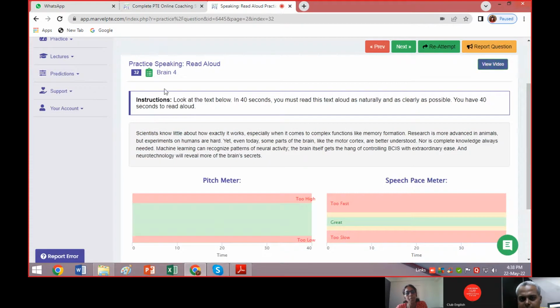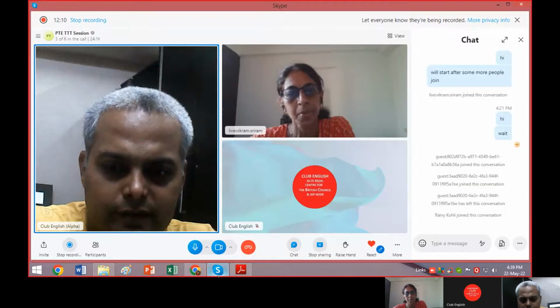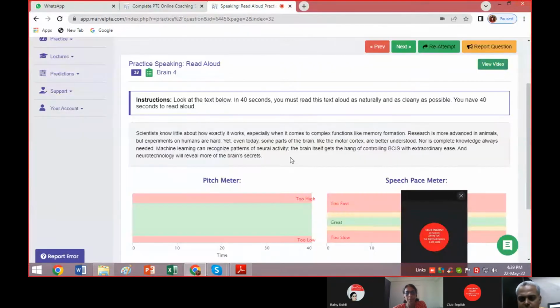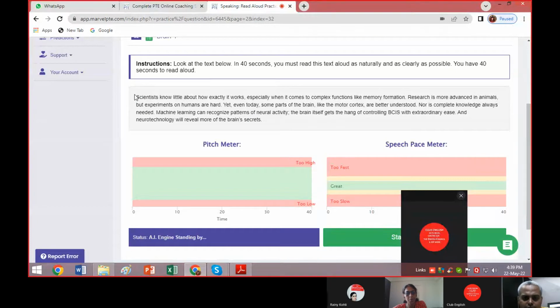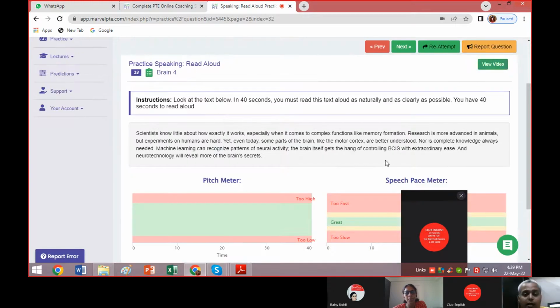Now practice speaking, read aloud, Brain 4 instructions. Look at the text below. In 40 seconds, you must read the text aloud as naturally and as clearly as possible. You have only 40 seconds. Now we'll be reading this entire thing, and speaking this aloud.